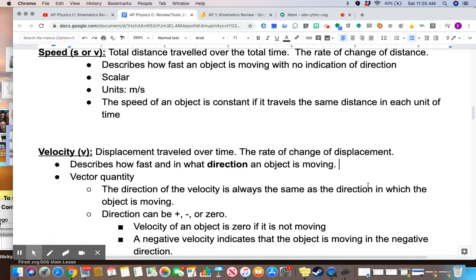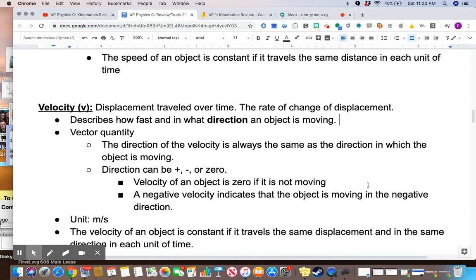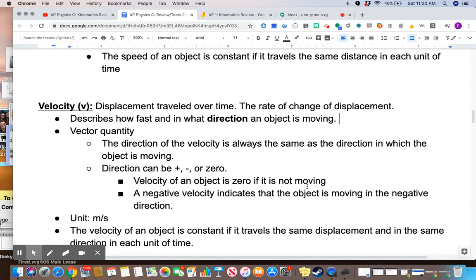Velocity can also be 0. So the velocity of an object is 0 if it's not moving. If there's no change in displacement, then the velocity is 0. Okay, a negative velocity indicates the object is moving in the negative direction, which means to the left or down. The units for velocity are meters per second.